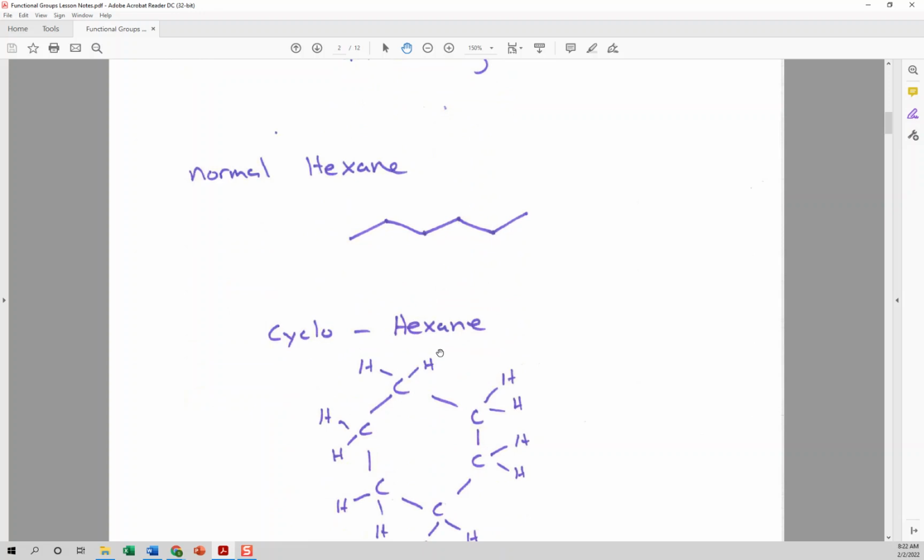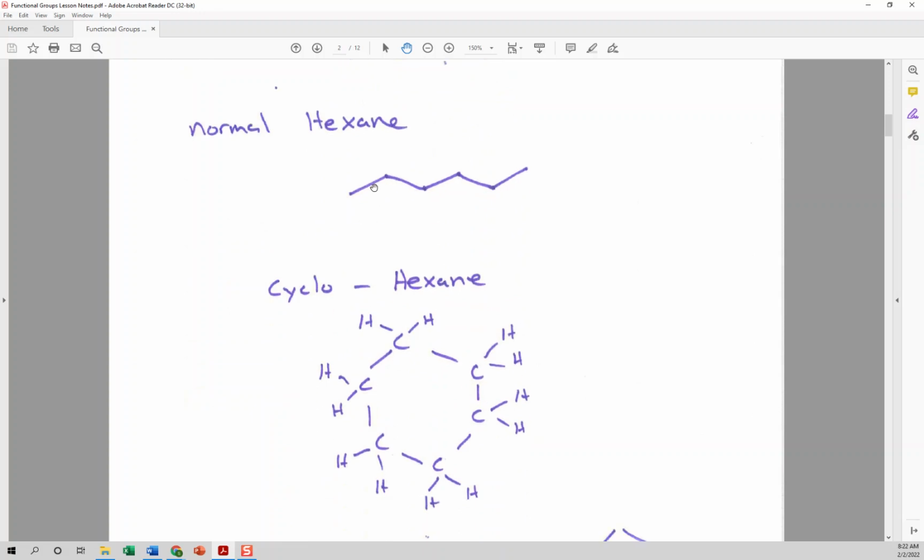Okay, but then you could have cyclohexane. So that means you have 6 carbons, but they kind of come back on each other. So they're in a ring structure. So 1, 2, 3, 4, 5, 6 carbons in a ring. So that's cyclo. Cyclo means they're in a ring versus just hexane, where they would be 6 carbons in a row. Now they're kind of coming back around.